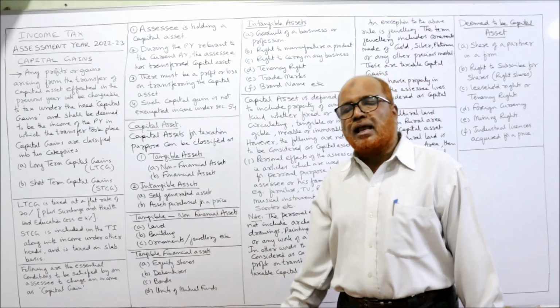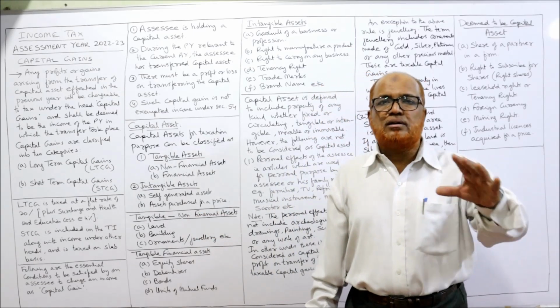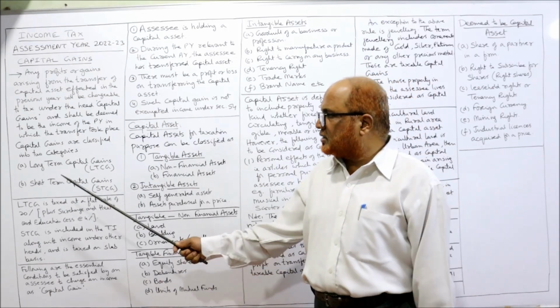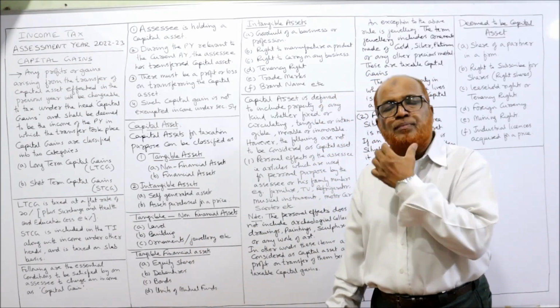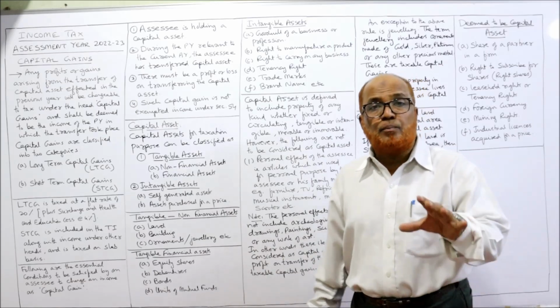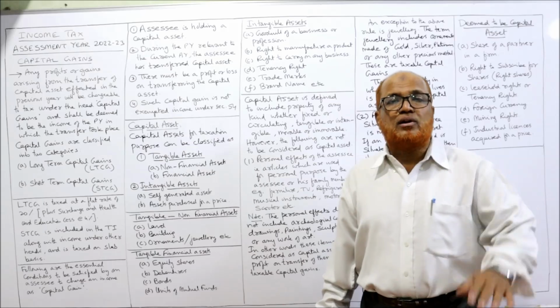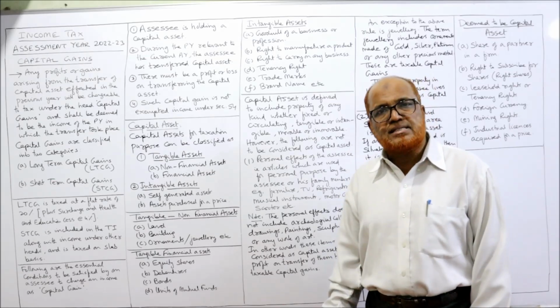Capital gains are classified into two categories: long-term capital gain, LTCG, and short-term capital gain, STCG. So briefly I'll explain to you. These are the provisions of the Income Tax Act. The tax liability will be different for LTCG and STCG.